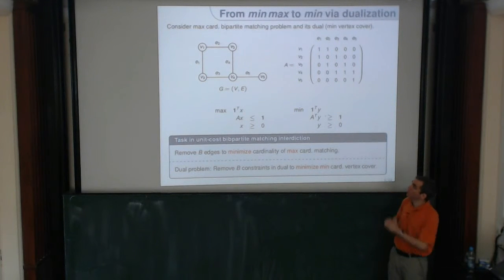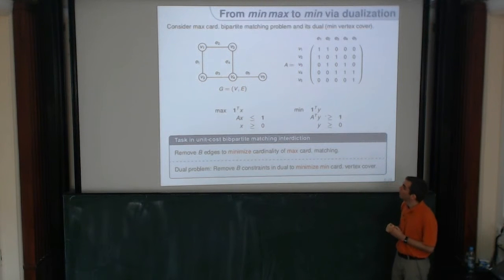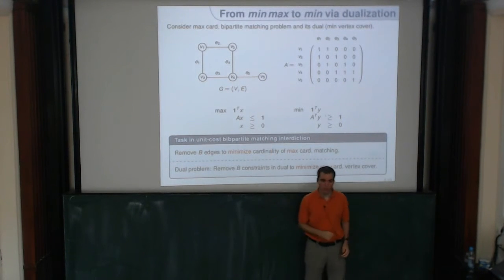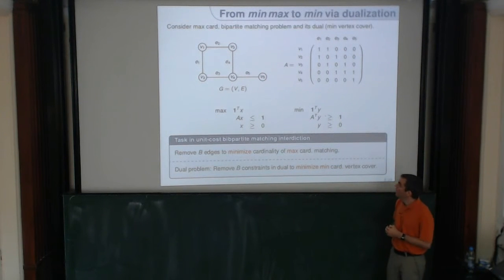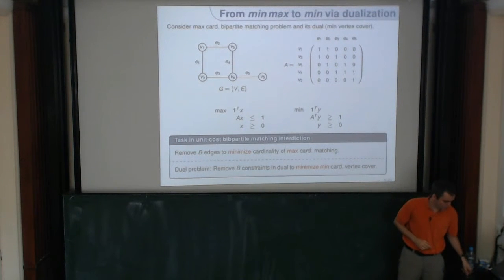Let's look at a simple example. Let's assume that the nominal problem is a maximum cardinality bipartite matching problem. You can write this, of course, as an LP with a corresponding TU matrix, the vertex-edge incidence matrix. Its corresponding dual problem is the minimum vertex cover problem in a bipartite graph.